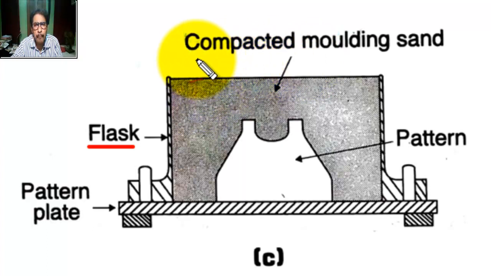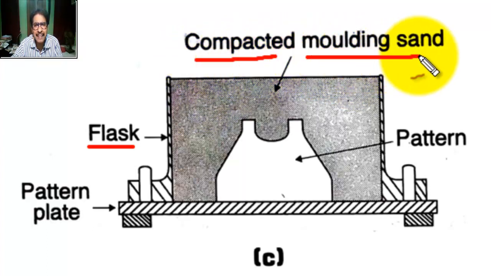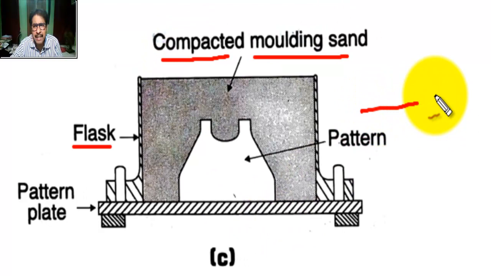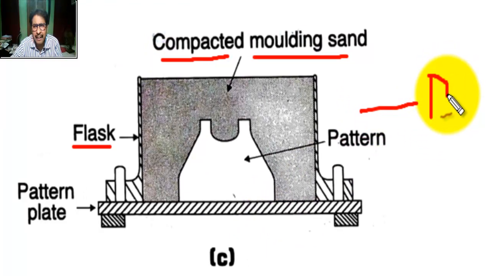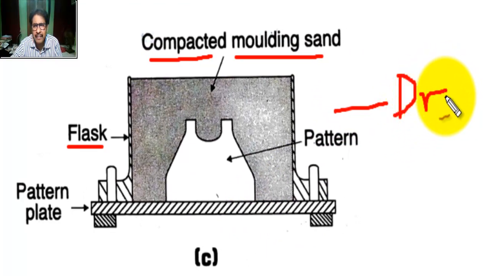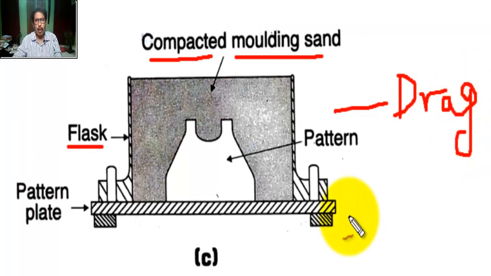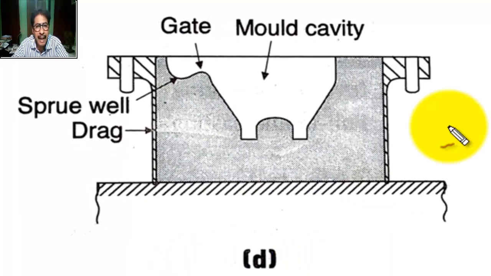Here we compact molding sand and ram it. This assembly is called drag. This is the lower portion of the molding box. This is the figure D.